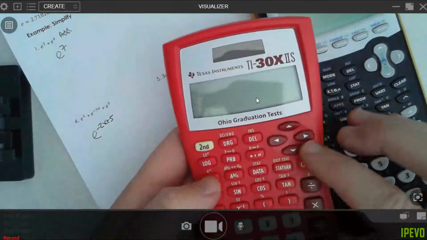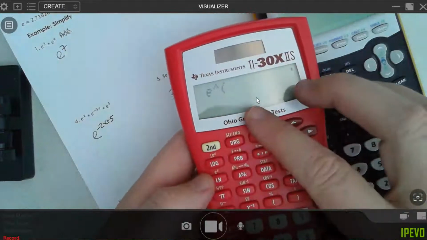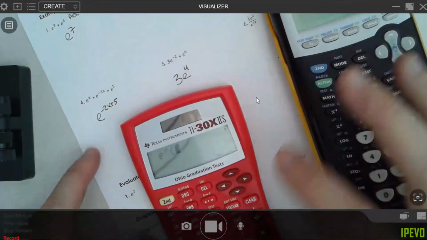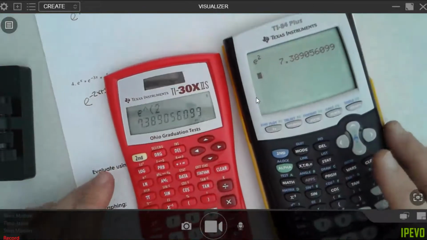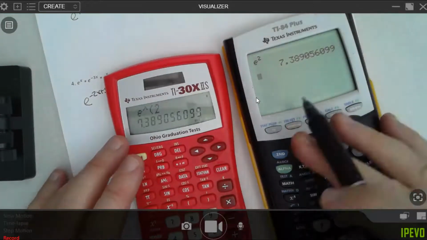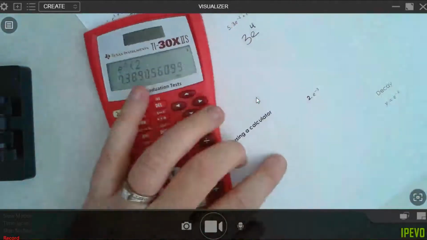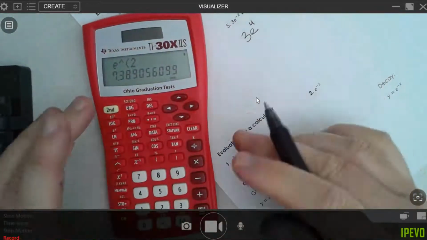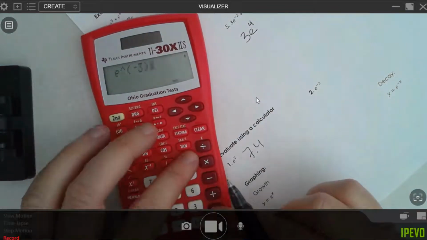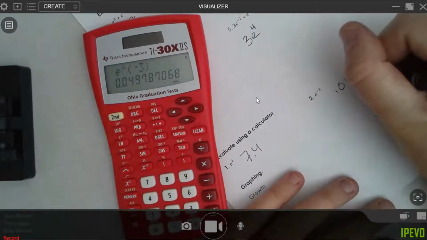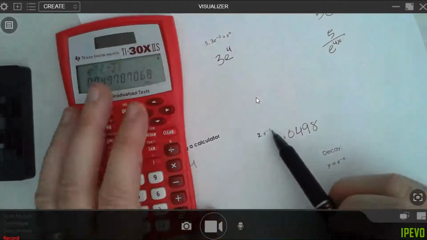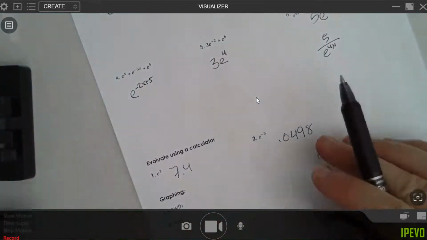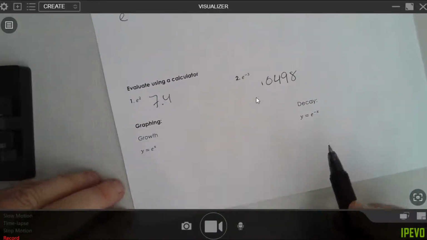So you hit second ln, there's your e. And then on this, you would just type a 2. And here you can just type a 2 either way. So you can see both times 7.4, we'll say. And then if I'm going to do e to a negative 3, that's 0.0498 or something. So the point here is even a negative exponent does not give you negative values. It just gives you numbers closer and closer to 0.